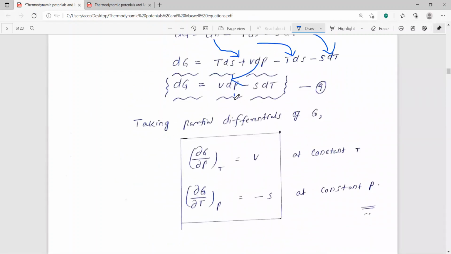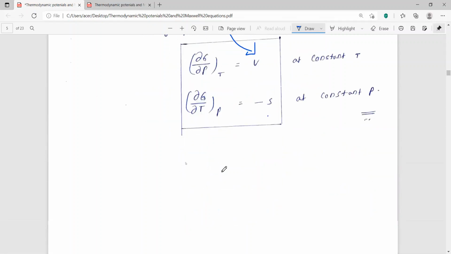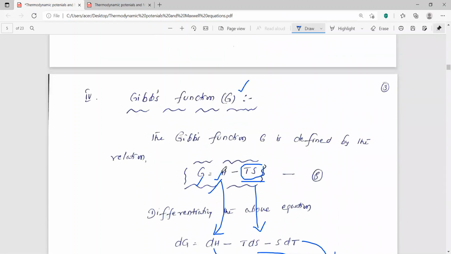From this equation, if you take pressure as a constant, then dP becomes 0, then VdP becomes 0, then dG equal to minus SdT. From this, minus S equal to dou G by dou T at constant P. Similarly, if you take temperature as a constant, then dT becomes 0, then minus SdT becomes 0, then dG equal to VdP. From that, V equal to dou G by dou P at constant T. So this is how these equations explain the Gibbs function or thermodynamic state of the system.